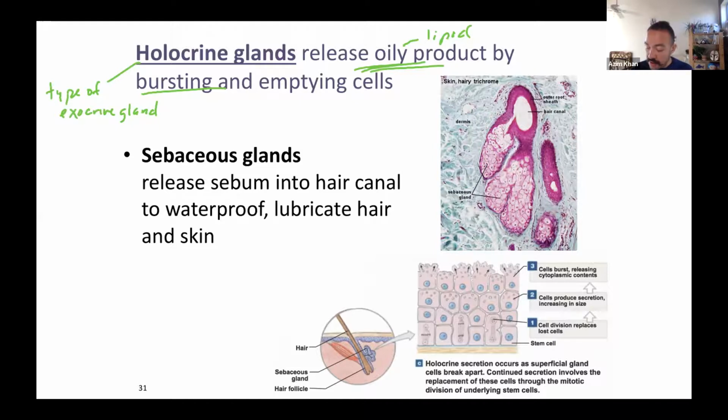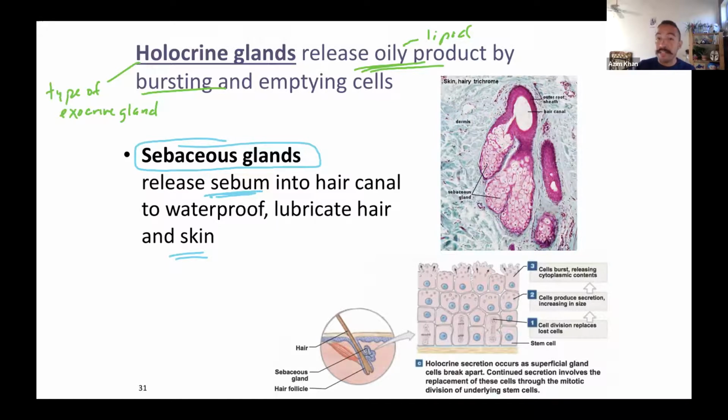Sebaceous glands are glands in the skin. You release this oily product. The oily product is called sebum, and it covers your hair, it covers your skin to waterproof it and lubricate it. If you're familiar with dry skin, it can be very damaging. It can feel very, very damaged and hurt. We need a layer of lubrication to protect us, prevent dehydration and lubricate.